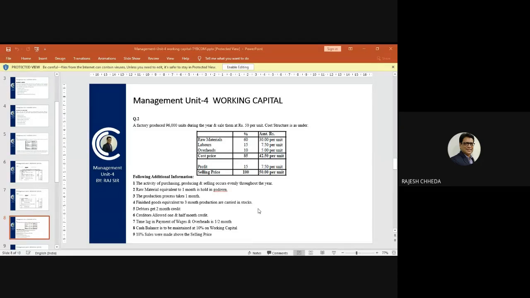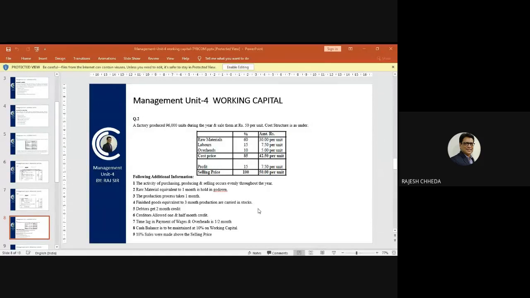8,000 will be produced and sold every month, and that way 96,000 units will be produced and sold. So the requirement of raw material, labor, overheads and even sales revenue will happen evenly in the same manner month after month. This is clear? So whether the question gives you this information or not, your assumption is the same.